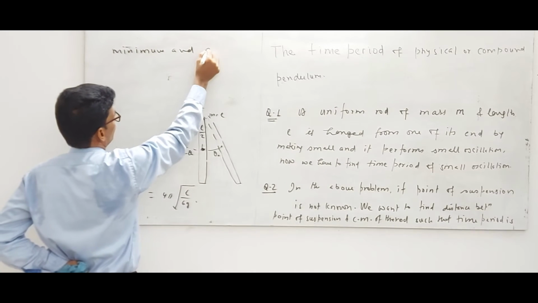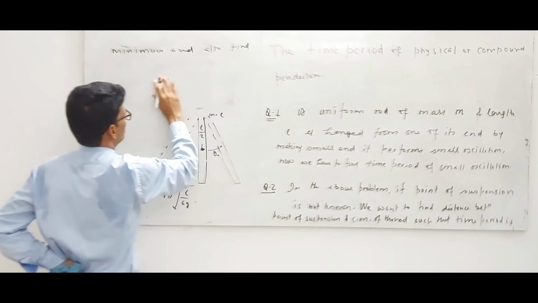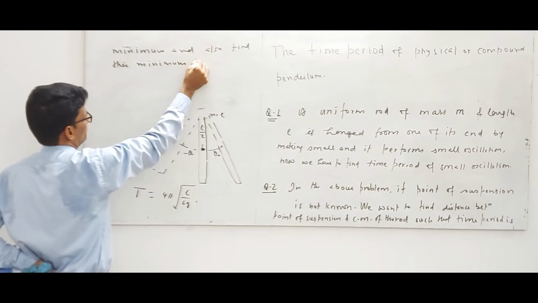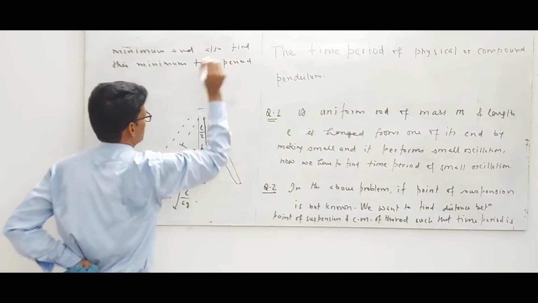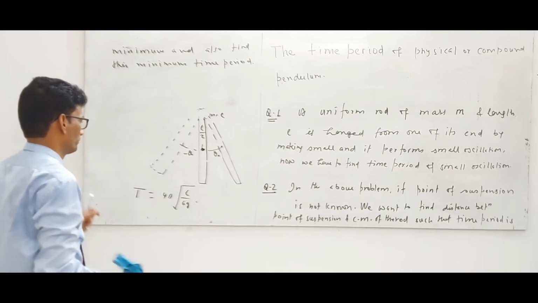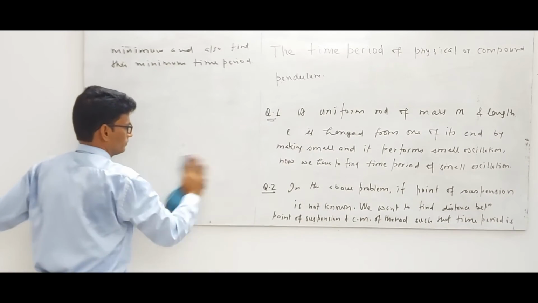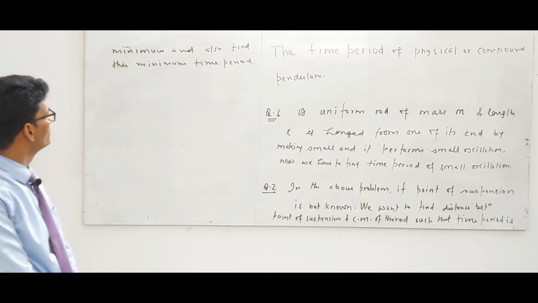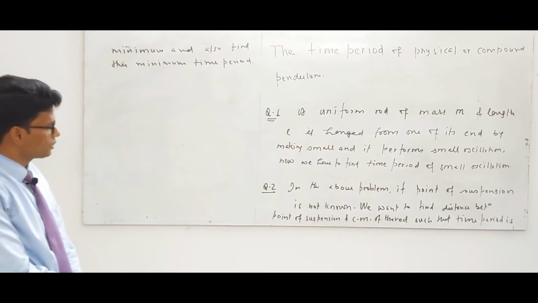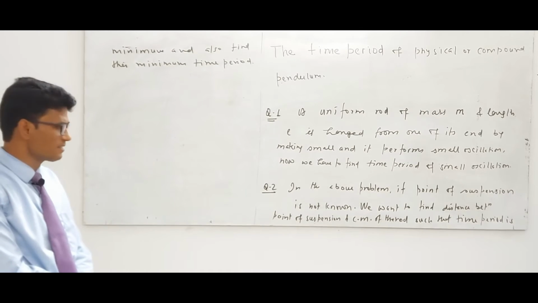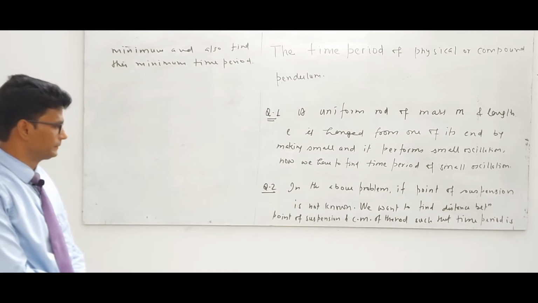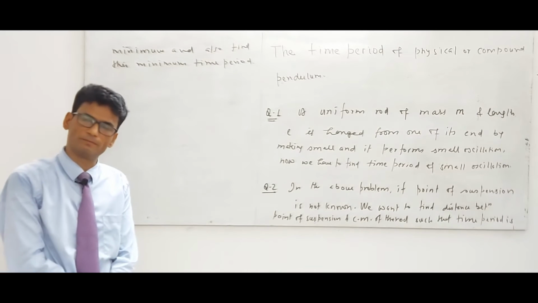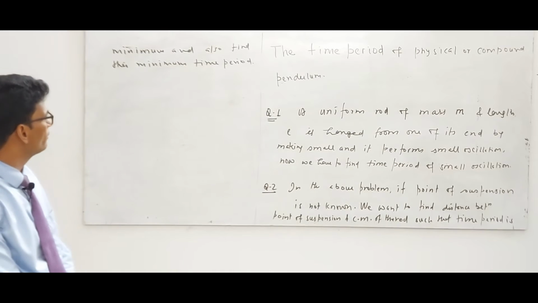And also find this minimum time period. Again, we want to find the distance between the point of suspension and the center of mass of the rod for which the time period is minimum, and also we have to find this time period as well.